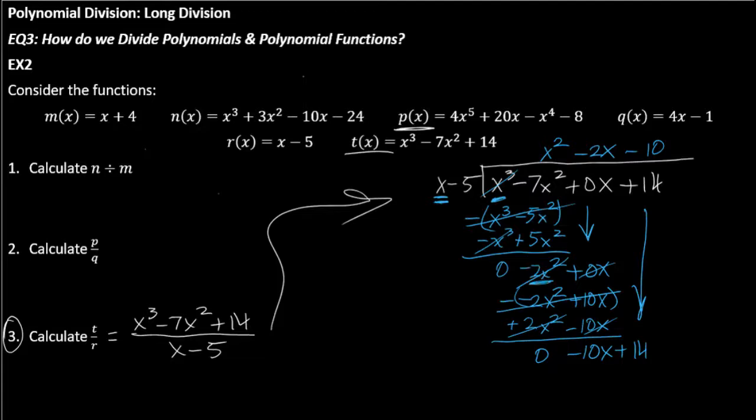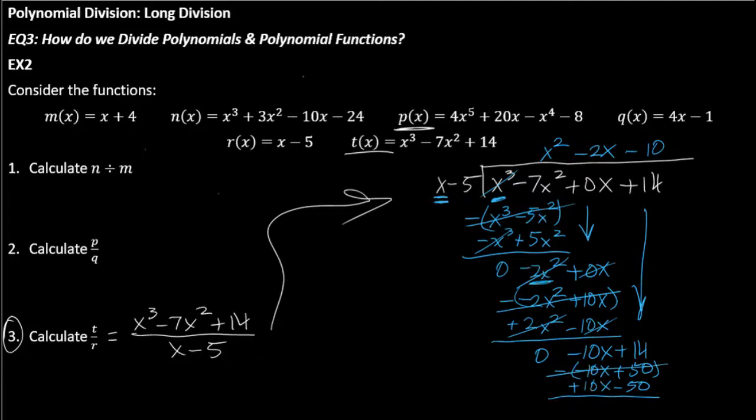Start distributing back inside, so negative 10x and positive 50. Almost did it again. Now we got to distribute the minus. So positive 10x minus 50.